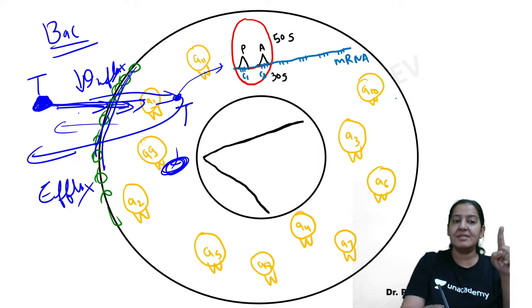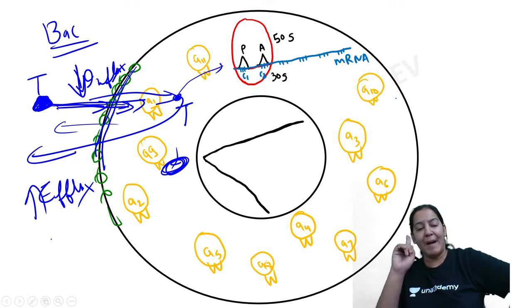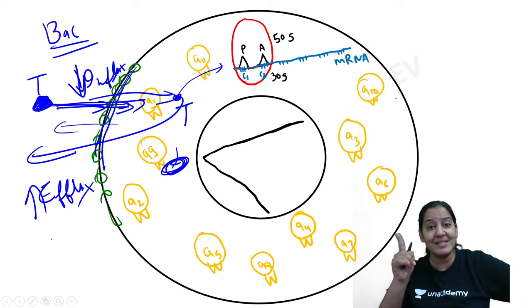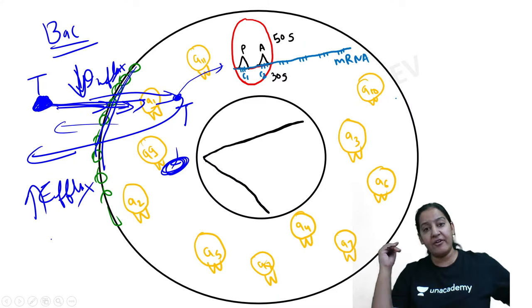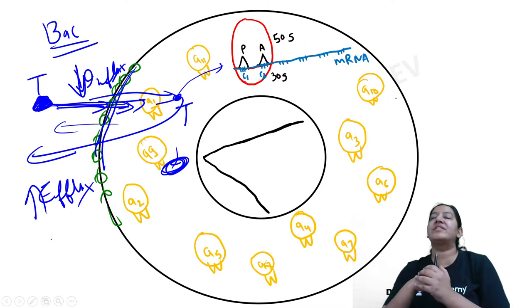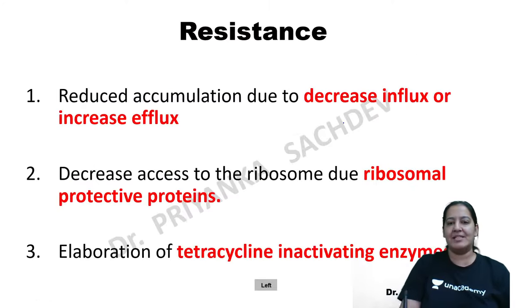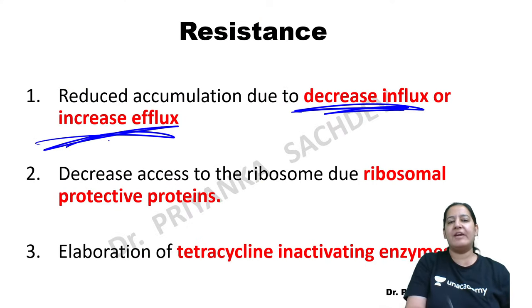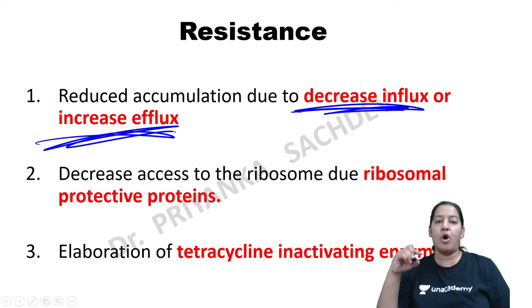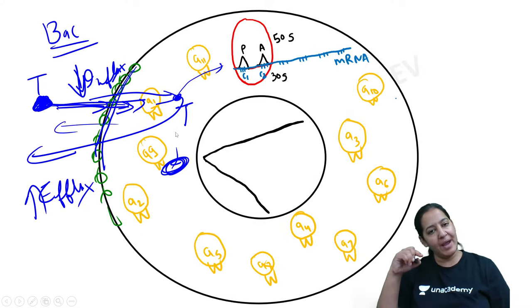This is known as efflux. So bacteria are either reducing influx or increasing efflux. That is the first mechanism. By this mechanism, the entry of tetracycline inside the bacterial cell decreases. Either they are reducing influx or they are increasing efflux. The first mechanism: decrease influx or increase efflux. Bacteria are not liking tetracycline, that's why they are limiting its entry.